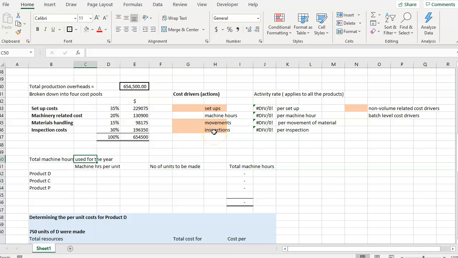carried out. Now, usually I like to explain what setups are, what movements are, and inspections, because none of you, I think, in here has ever worked in a factory, and so the term may be unfamiliar. So let me take a few minutes to explain what they mean. Setups. Let's start with setups.